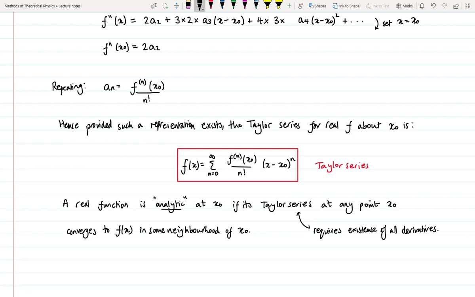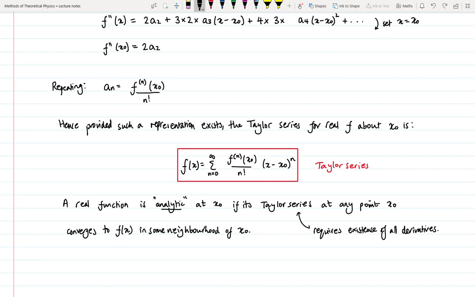It's important that the Taylor series converges in some neighborhood. It's not sufficient for the series to converge at an isolated point. And we're not going to encounter any examples of these, but there are functions whose derivatives are defined at the point x0, but the resulting Taylor series has zero interval of convergence, and such functions are not analytic.